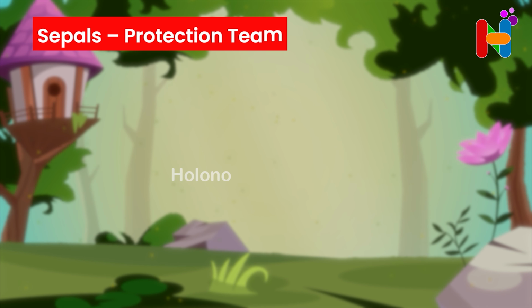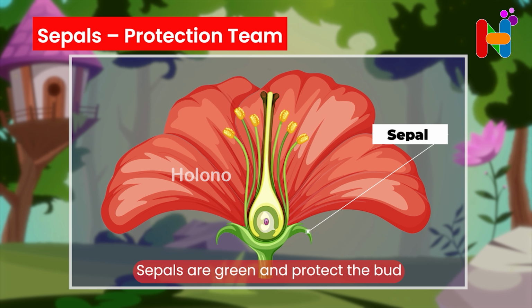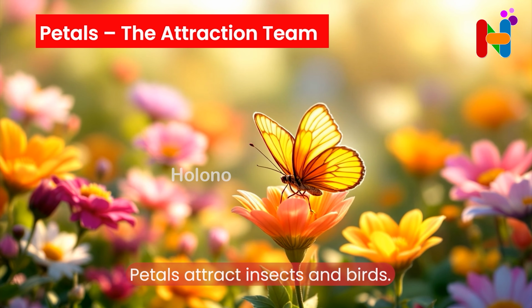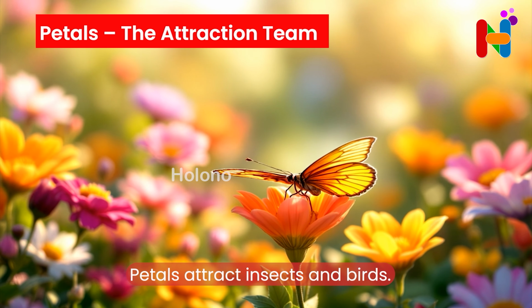Sepals, the protection team. Sepals are green and leaf-like. They protect the flower when it is still a bud. Petals, the attraction team. Petals are bright and colorful. They attract bees and butterflies to the flower.